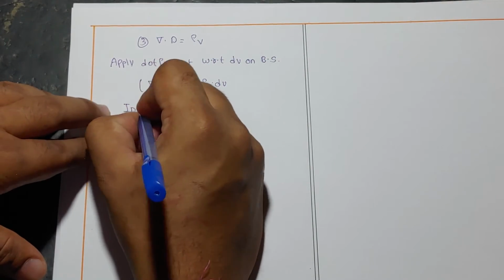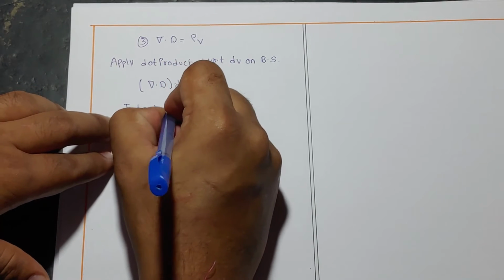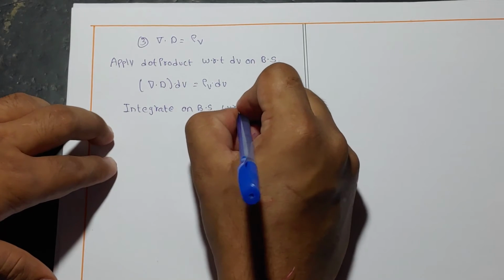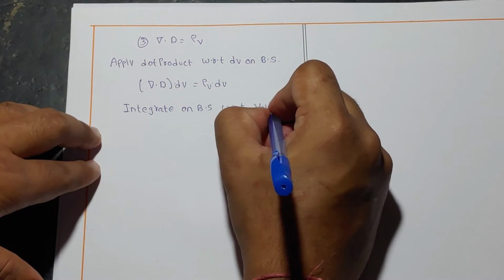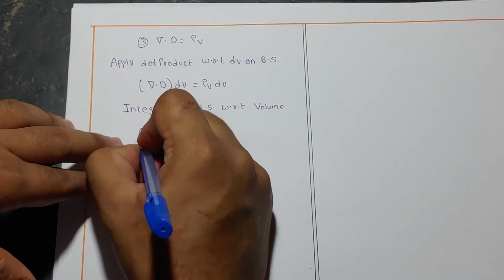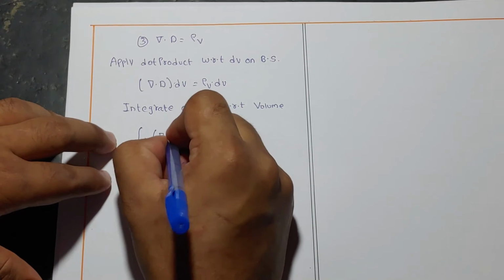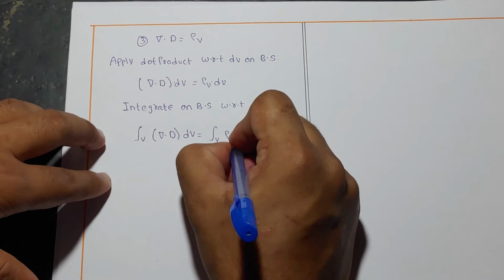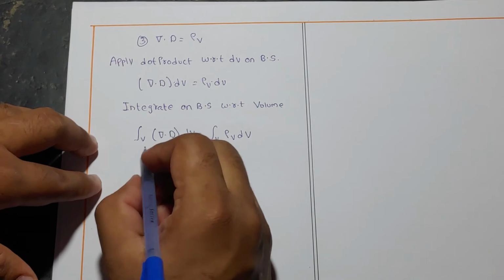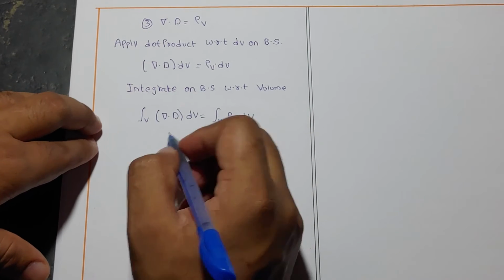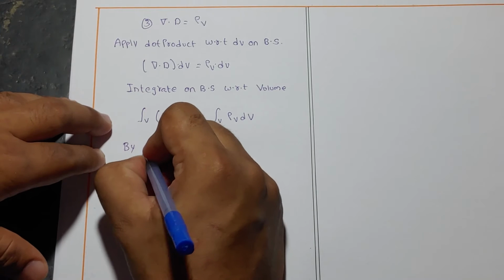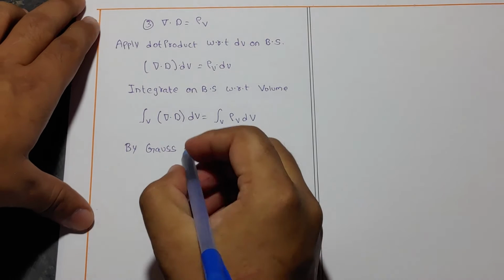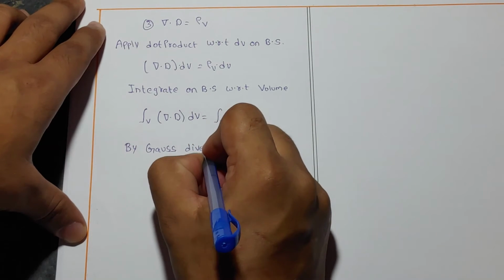Now integrate on both sides with respect to volume. That is, integration with respect to volume del dot D dv is equal to integration with respect to v of rho v dv. This is in the form of Gauss divergence form. Let us do it by Gauss divergence theorem.